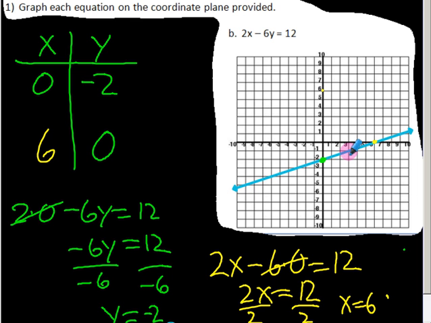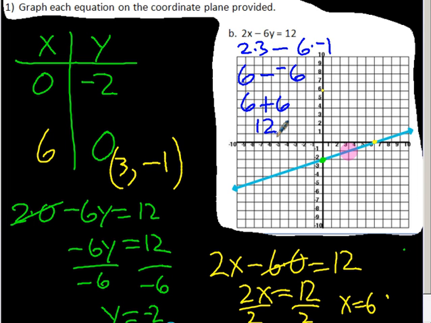That point has the coordinates over 3, down 1. So it's point 3, negative 1. That should be a solution to my equation. So we're just going to test it real quick. Put in 3, 2 times 3, minus 6 times negative 1. 2 times 3 is 6. 6 times negative 1 is going to be negative 6, so it's minus negative 6, so 6 plus 6 is 12. 12, 12. Good. That's the solution. There we go. That's the graphing.